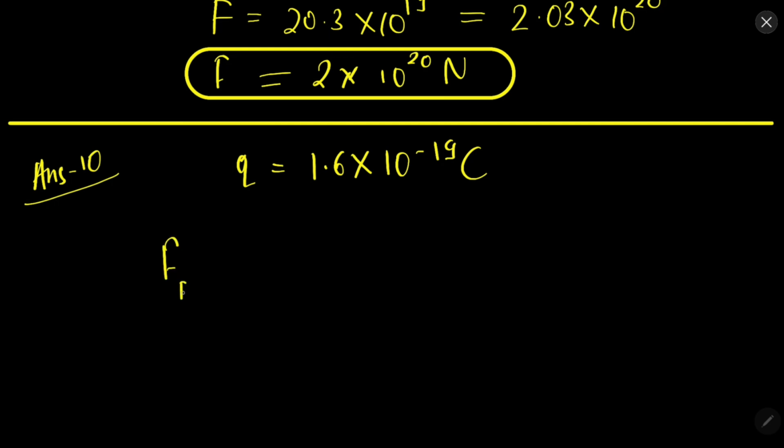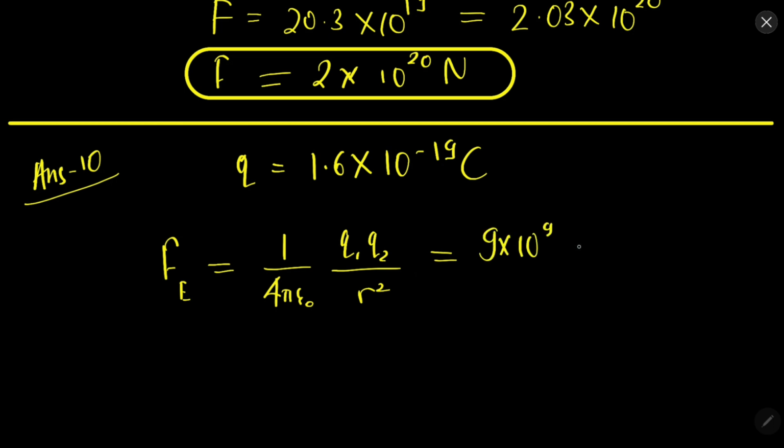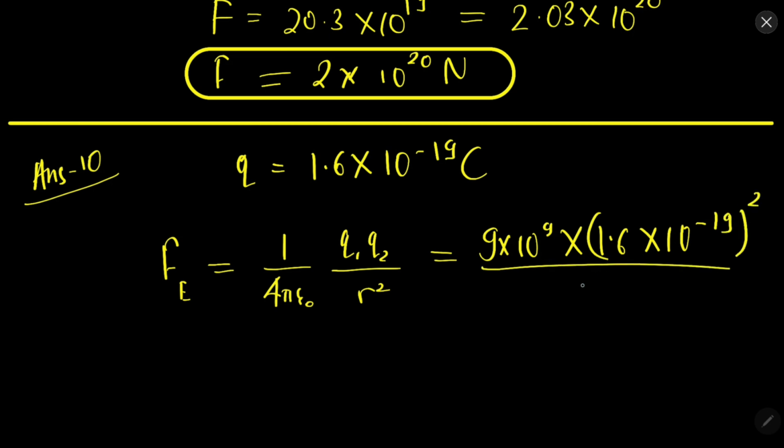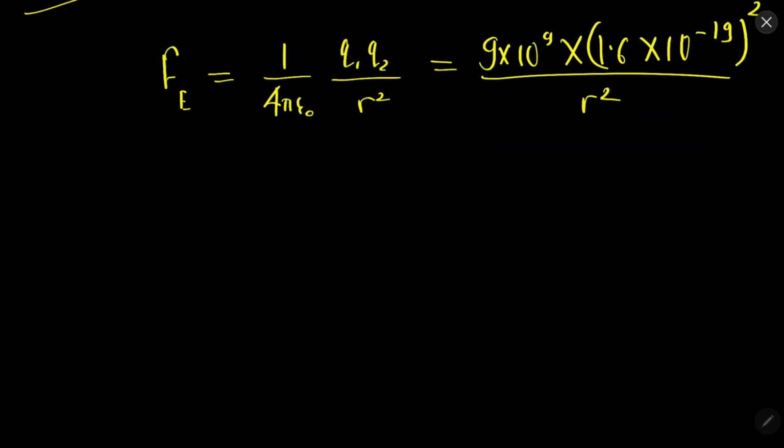Now the electric force will be 1 upon 4 pi epsilon naught q1 q2 upon r square. Both the charges are protons, so 1 upon 4 pi epsilon naught is 9 into 10 to the power 9. q1 q2 are same, so 1.6 into 10 to the power minus 19 whole square upon the distance squared, r squared. Now the mass of proton is equal to 1.732 into 10 to the power minus 27 kg.